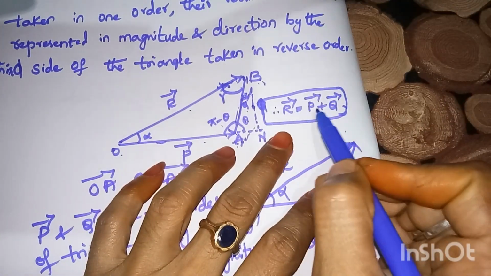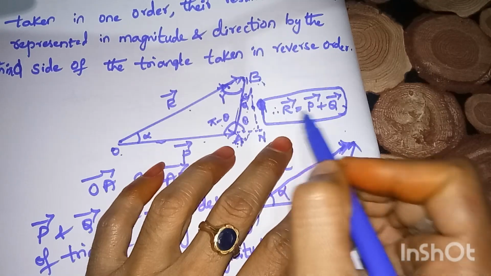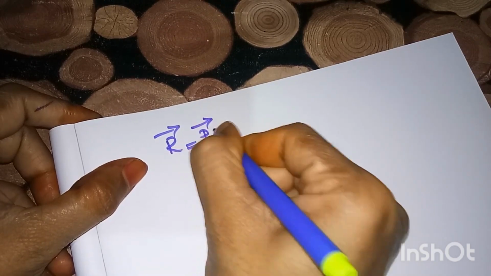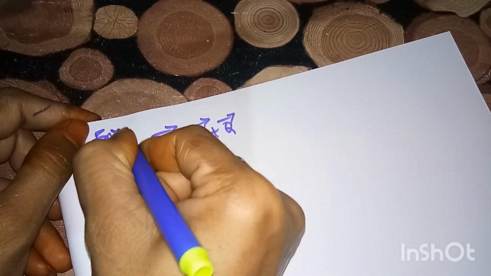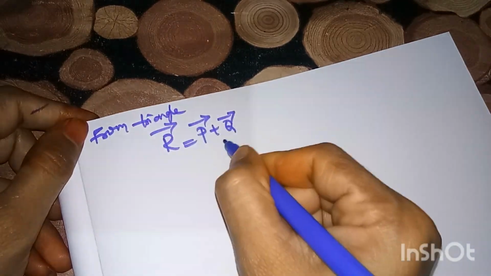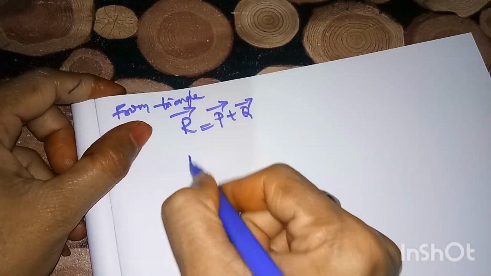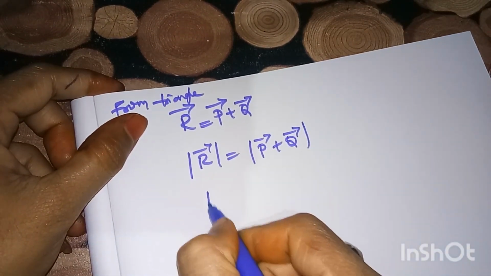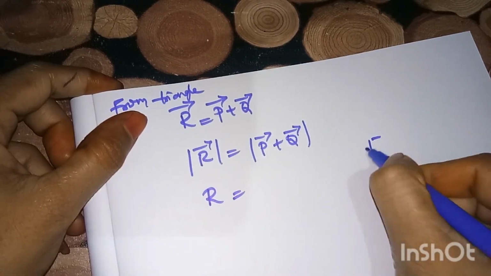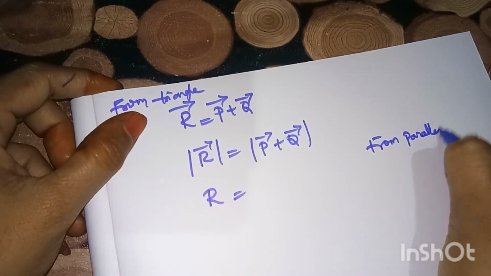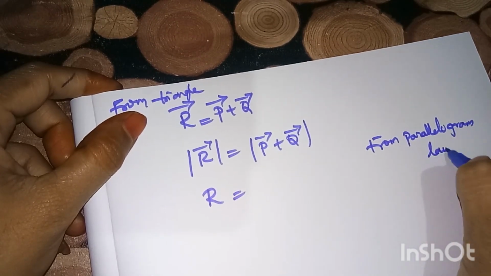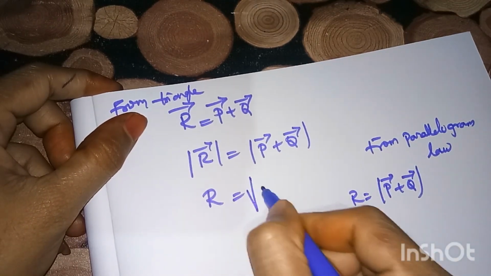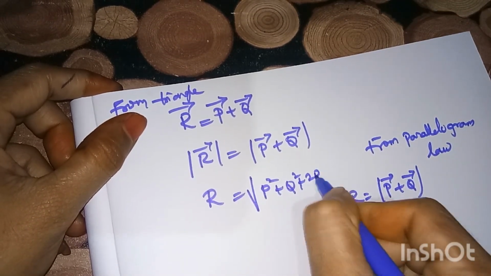So R bar equals P bar plus Q bar. Applying magnitude on both sides, from the triangle law we got R bar equals P bar plus Q bar. So what do you get here? From the parallelogram law, the magnitude of P bar plus Q bar: R is equal to under root of P square plus Q square plus 2PQ cos theta.